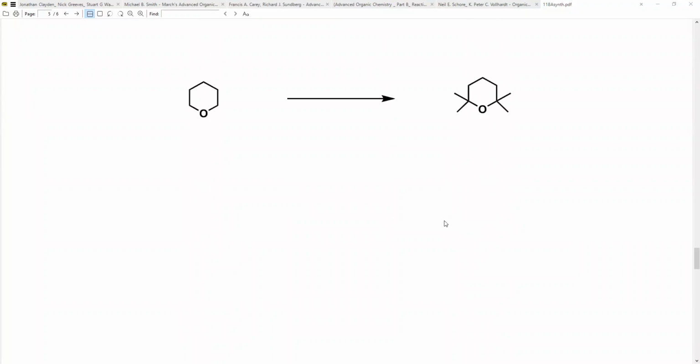This is sort of a proof of concept, I think, or just a cool one that I thought up on the spot. I don't even really know if it works. I just thought it'd be a nice one to do. But we have a cyclic ether and we have a cyclic ether, and it looks like we just added carbons to it. So what gives, right? What's going on here?